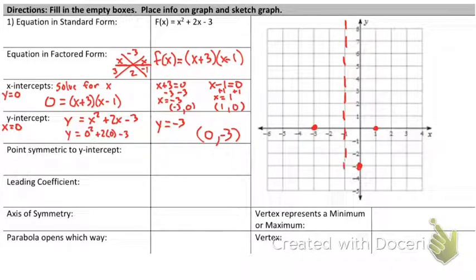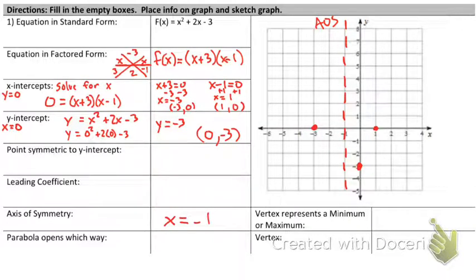So the vertical line at negative 1, we call this our axis of symmetry, AOS. And since it's a vertical line, we have a vertical equation. Vertical line equations start with x equals, and then all we have to do is figure out where our vertical line passes through on the x-axis. It's passing through negative 1.